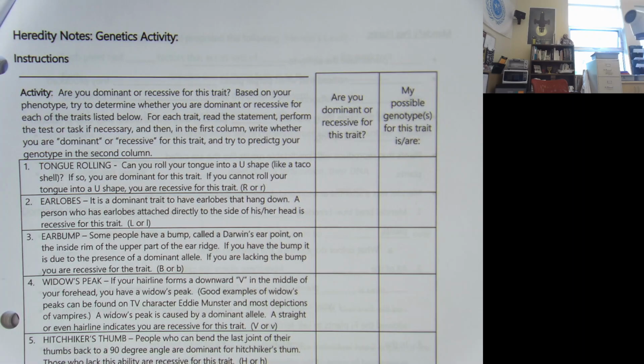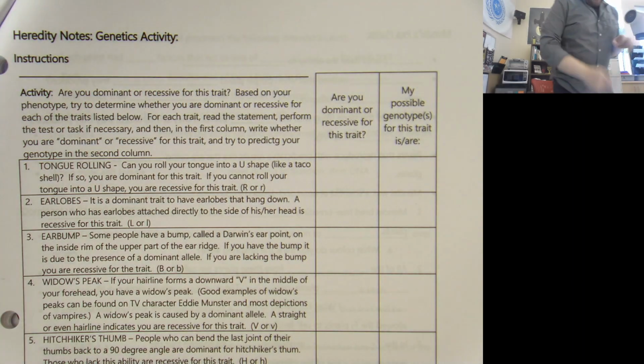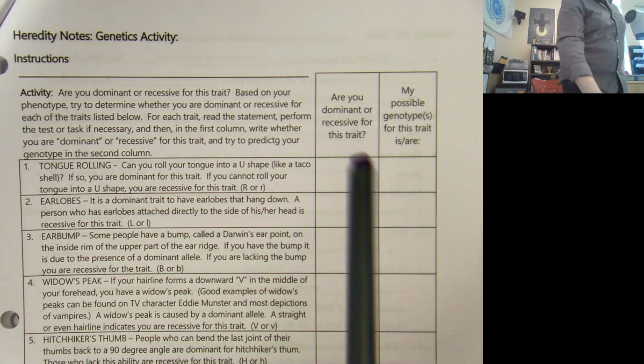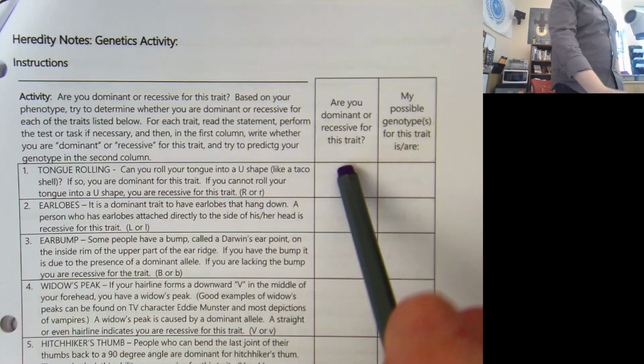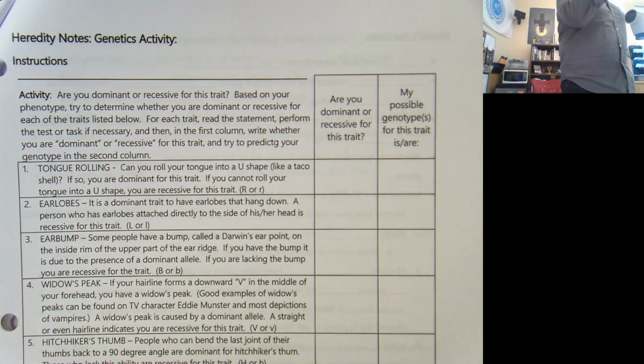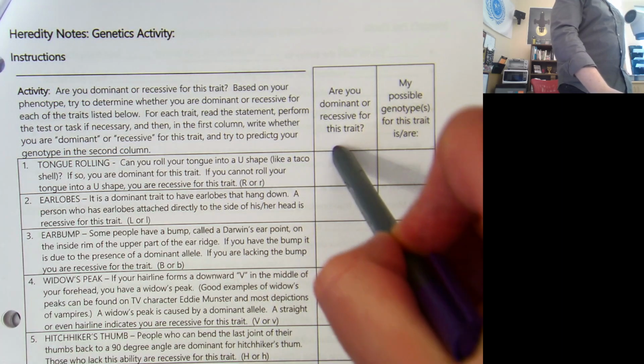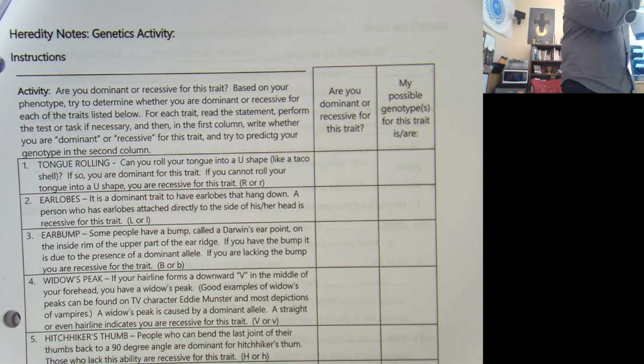Okay, that's weird. So if you can do this, read the sheet. The box says, can you roll your tongue into a U shape? If so, this is a dominant trait. So all we're doing here is I want you to answer the first column. Are you dominant or recessive for this trait? Ignore the second column. Just answer the first column. Are you dominant or recessive for tongue rolling? If you can roll, it's dominant. If you can't roll, it's recessive.